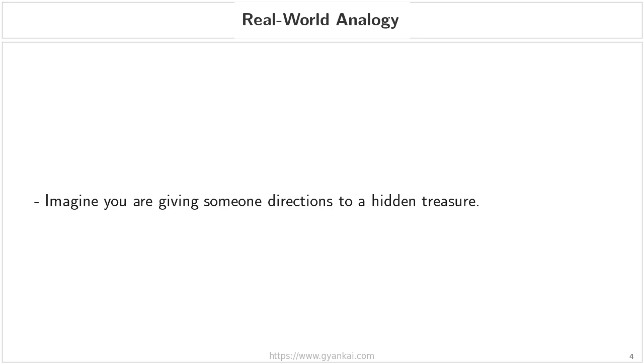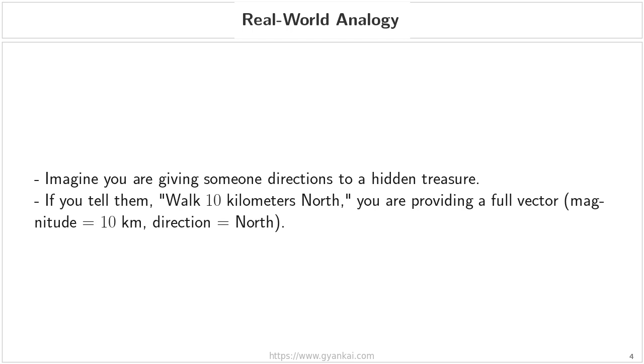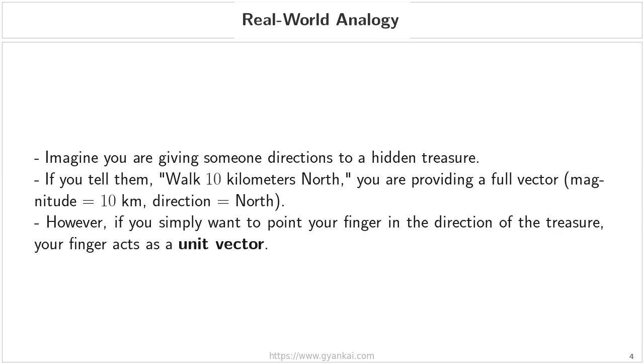Real-world analogy. Now, I know the mathematical notation and the formula for normalization might seem a bit abstract, so let's step away from the symbols for a moment and look at a real-world analogy to help this concept click. Imagine you are giving someone directions to a hidden treasure. If you were to tell them, walk 10 kilometers north, you are providing what we call a full vector. In this case, you've given them both a magnitude, which is the 10 kilometers, and a specific direction, which is north. However, imagine you don't want to tell them how far to go, but you simply want to point your finger in the direction where the treasure is buried.